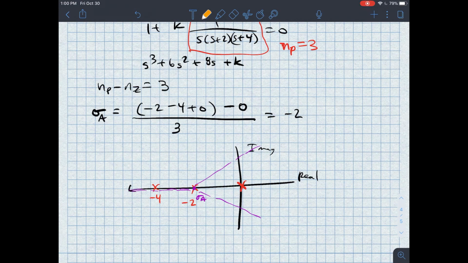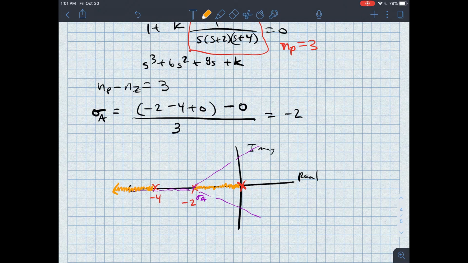The next part is that I know that any paths on the real axis are to the left of an odd number of poles or zeros. So my first pole is at zero, so I continue until I hit another pole. That's at negative two. Then there's nothing. Then I resume at negative four. Let's draw that all the way down to the left there.